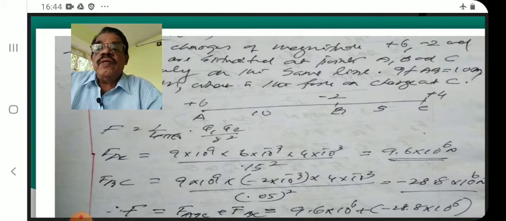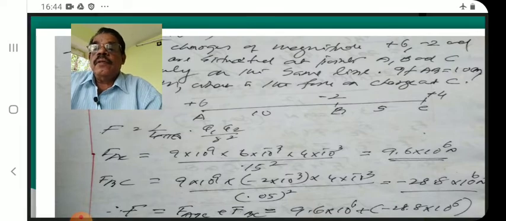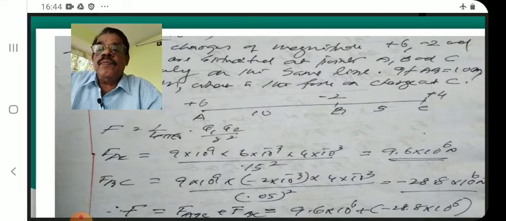We have to first evaluate the force between A and C, then evaluate the force between B and C, and add them according to vector addition. The force is a vector quantity. We have to use vector addition.